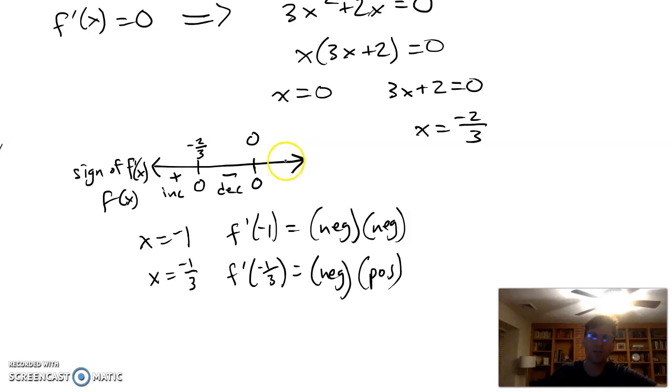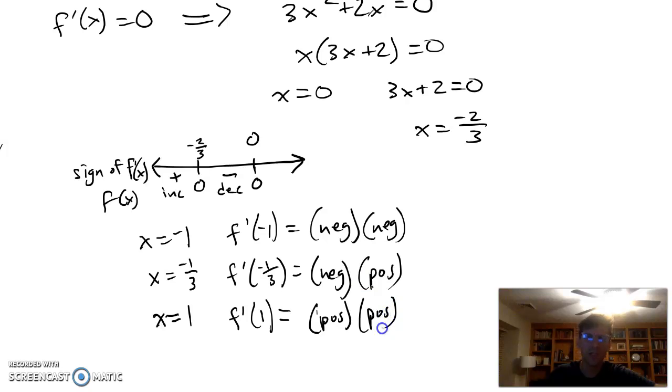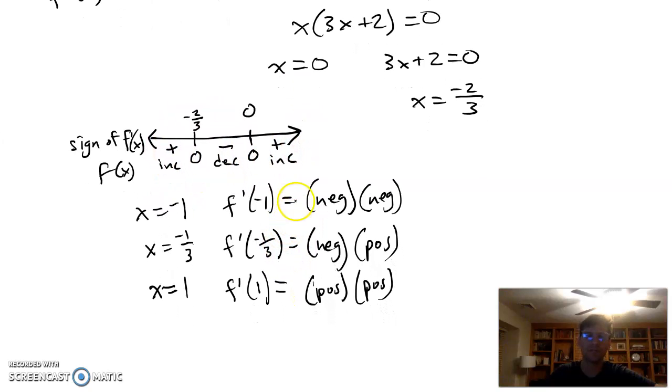And now let's try one over here, greater than 0. We know at those values it's 0, but those are the only possible times it could change. Let's try 1, greater than 0. So f prime of 1 would be a positive times a positive. So indeed, it does change from increasing to decreasing to increasing.